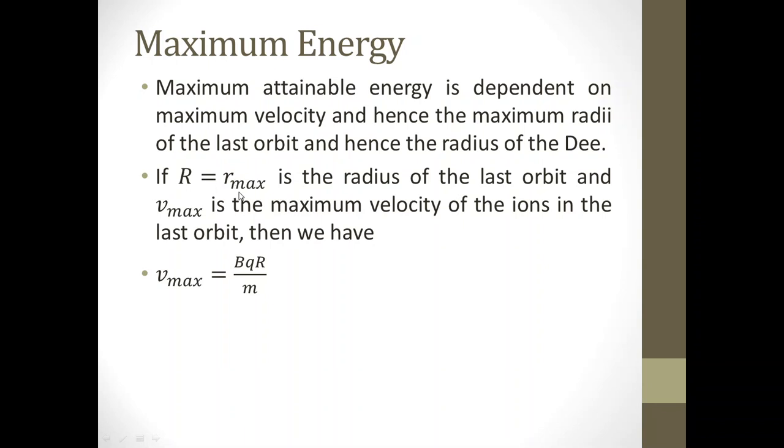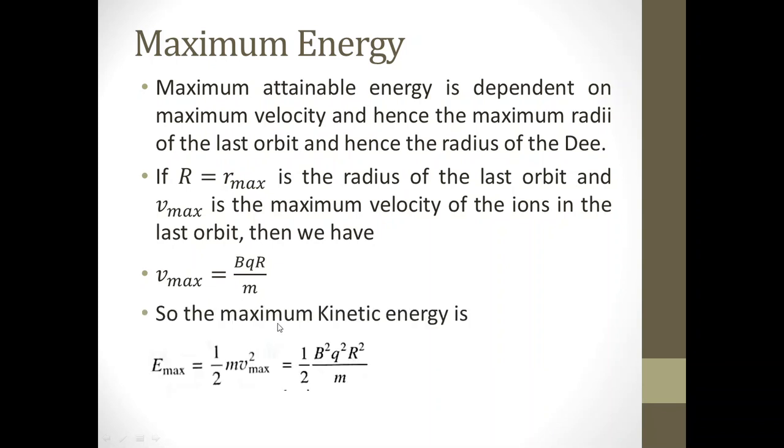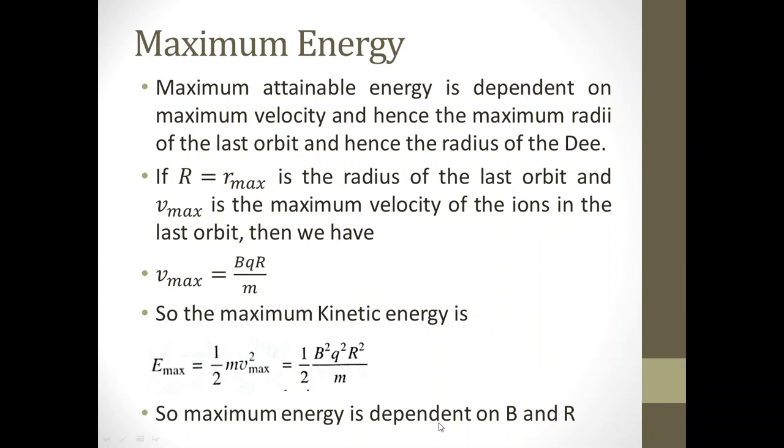So if R maximum is the radius of the last orbit, and V maximum is the maximum velocity of the ions in the last orbit, then we have V max is equal to BQR by m. This is using the expression for velocity that we found earlier. So the maximum kinetic energy of the particle is half m V max square. So putting the value of V, it is half B square Q square R square by m. So literally, the maximum energy is dependent on B and R.